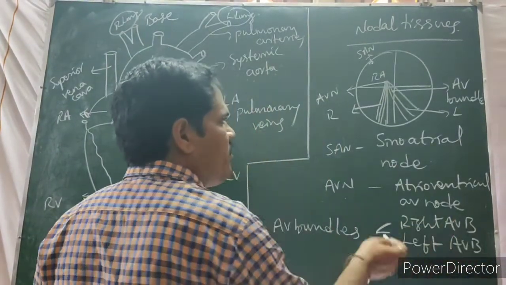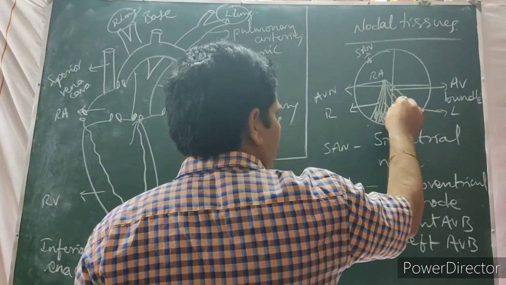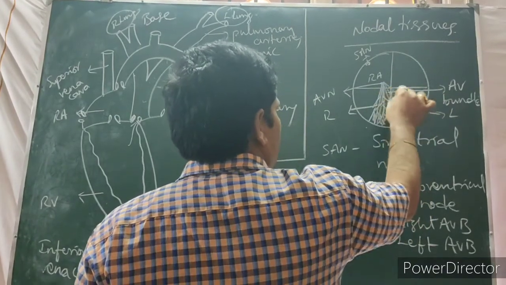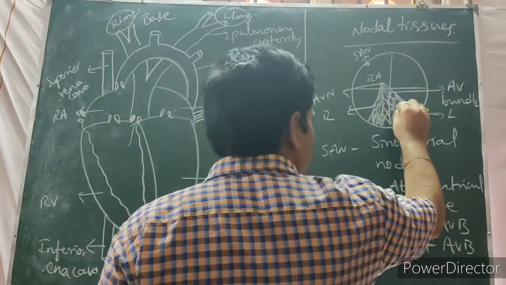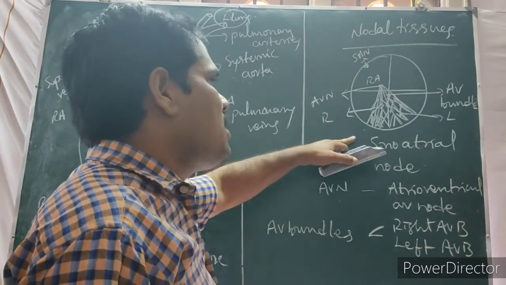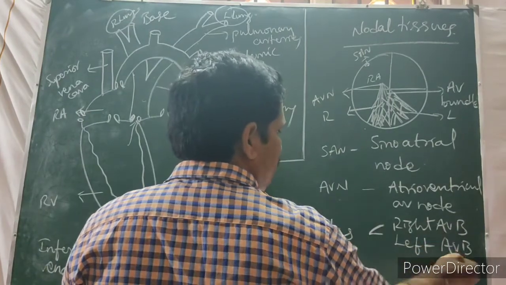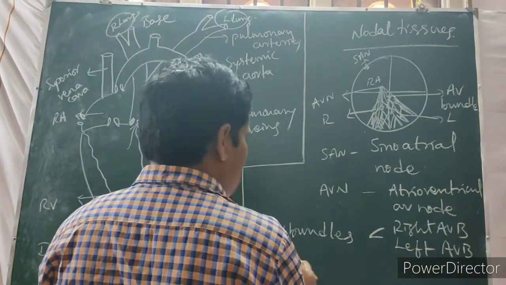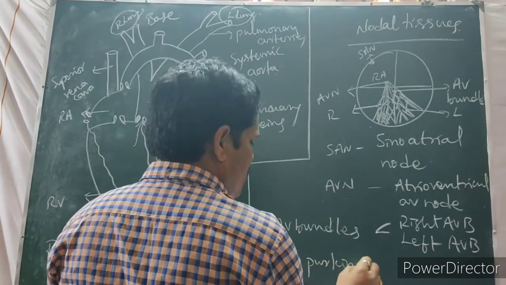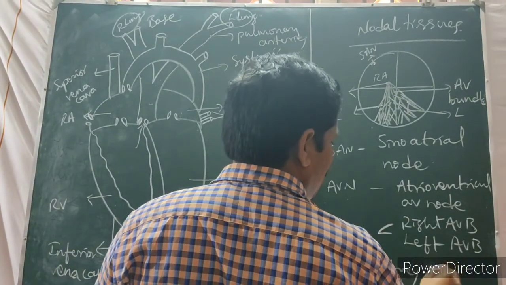Then these AV bundles are also subdivided into smaller fibers. These right and left AV bundles are subdivided into smaller fibers. What are those called? Purkinje fibers. These right AV bundle and left AV bundle are subdivided into the Purkinje fibers. How are the Purkinje fibers formed?